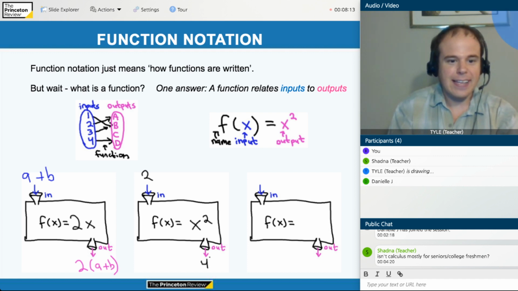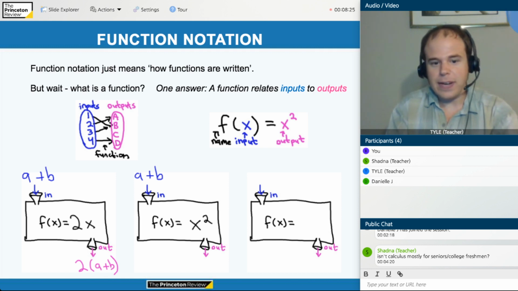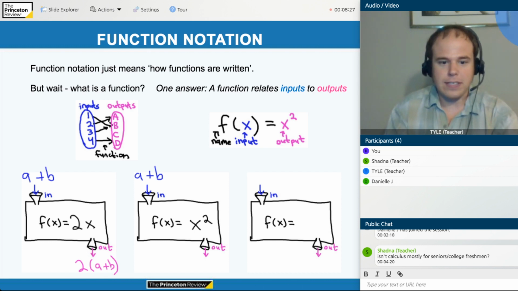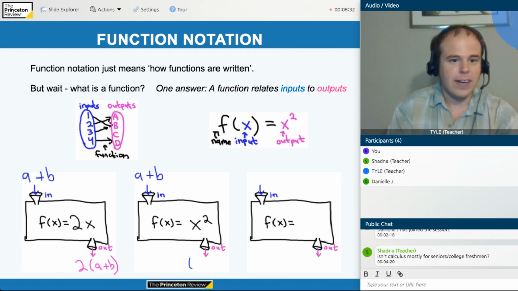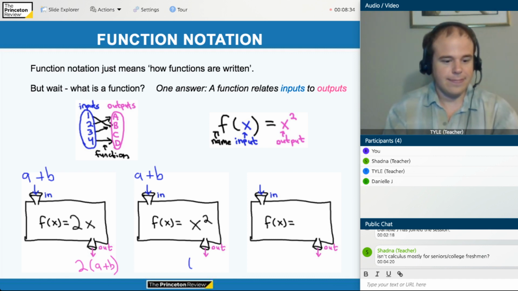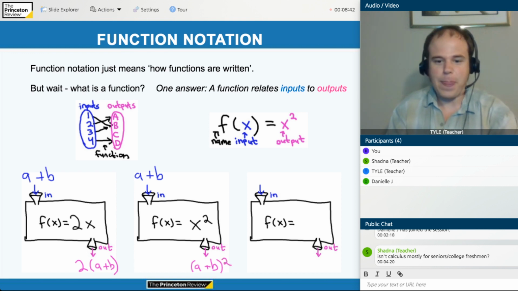Or instead, if we put in x, we would square it and get x squared. Or what if I put in a plus b? Okay, so I put a plus b into our function. My function squares whatever I put in. And so what I get out, or I'll color code this too, is a plus b squared.